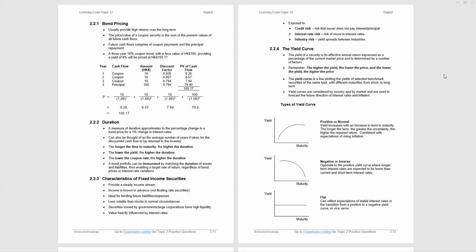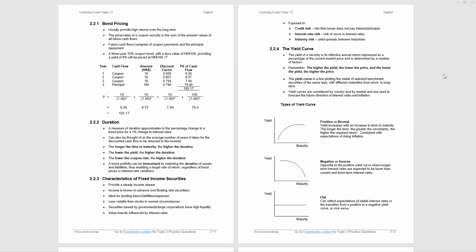Yield curve is a line plotting the yields of selected benchmark securities of the same type. So it's often government bonds, government securities, or corporate bonds. And the yield curve will plot the yields for different maturities from short to long term. And yield curves are considered by country, by market, used to forecast future direction of interest rates and inflation. So you could have a yield curve for US government bonds, for UK government gilts, for the German Bund, etc.